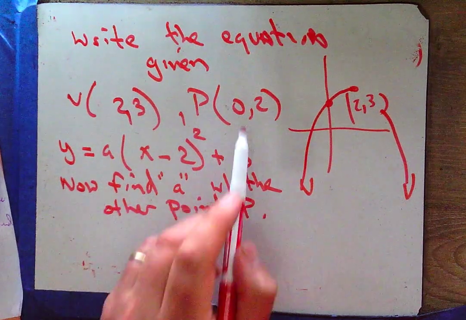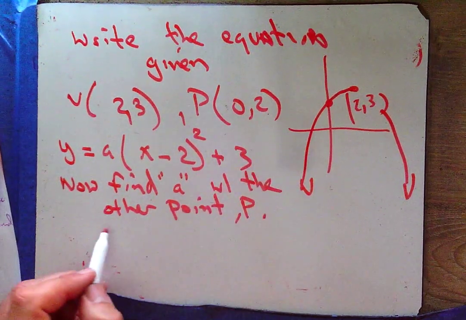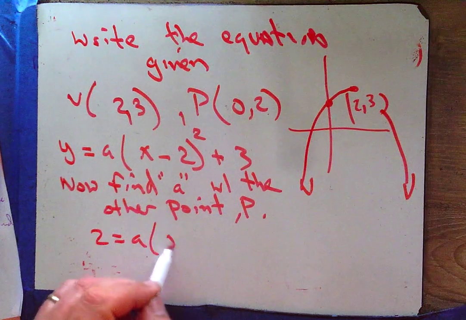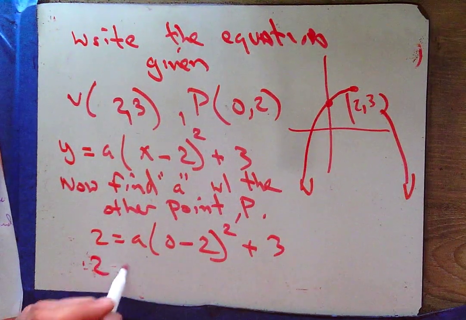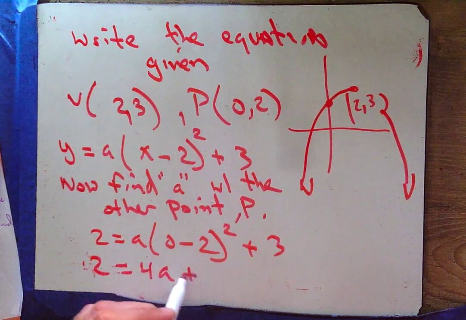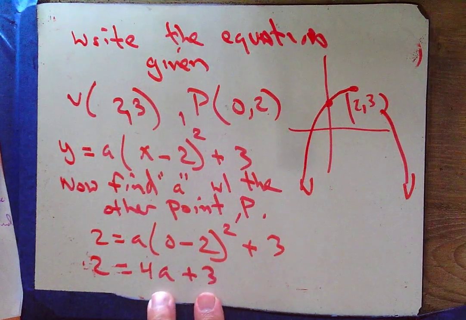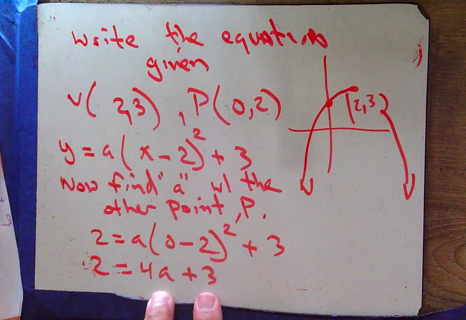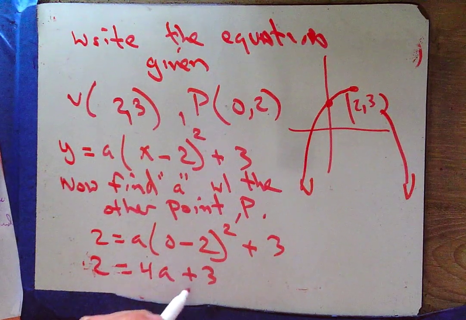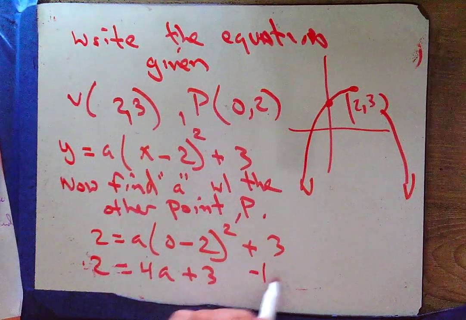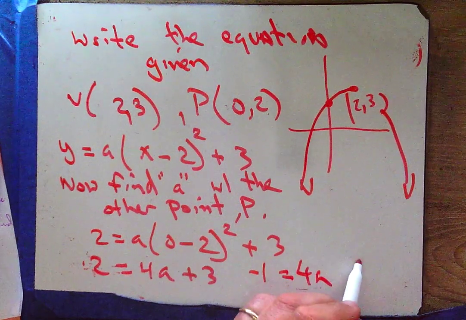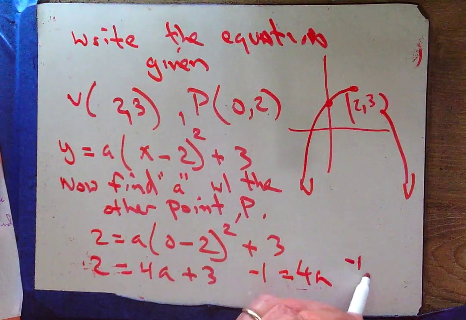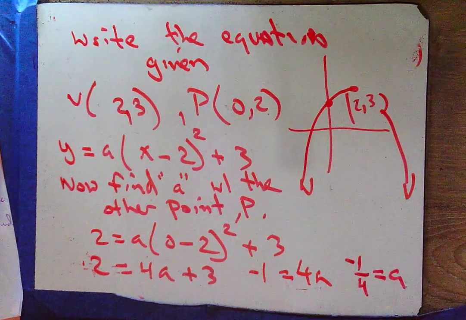Okay, so we've got 0 for x and 2 for y. 2 equals a times (0 minus 2) squared plus 3. 2 equals 4a plus 3. I'm not kidding. So many students add these together. Don't do it. Instead, subtract 3 from both sides and then divide by 4. So I get negative 1/4 equals a.